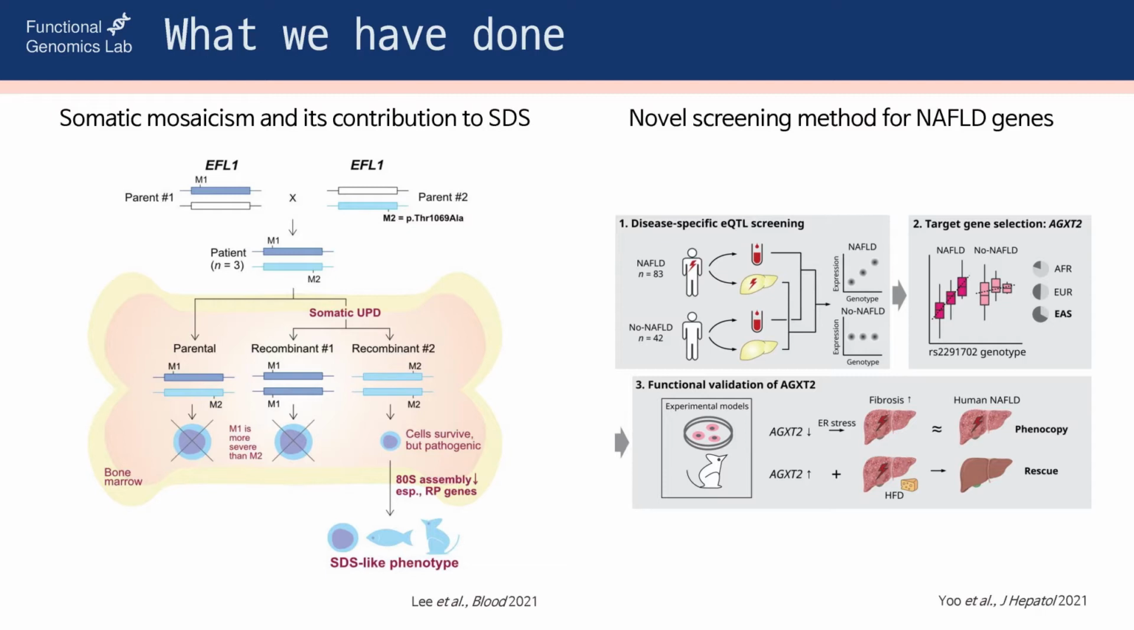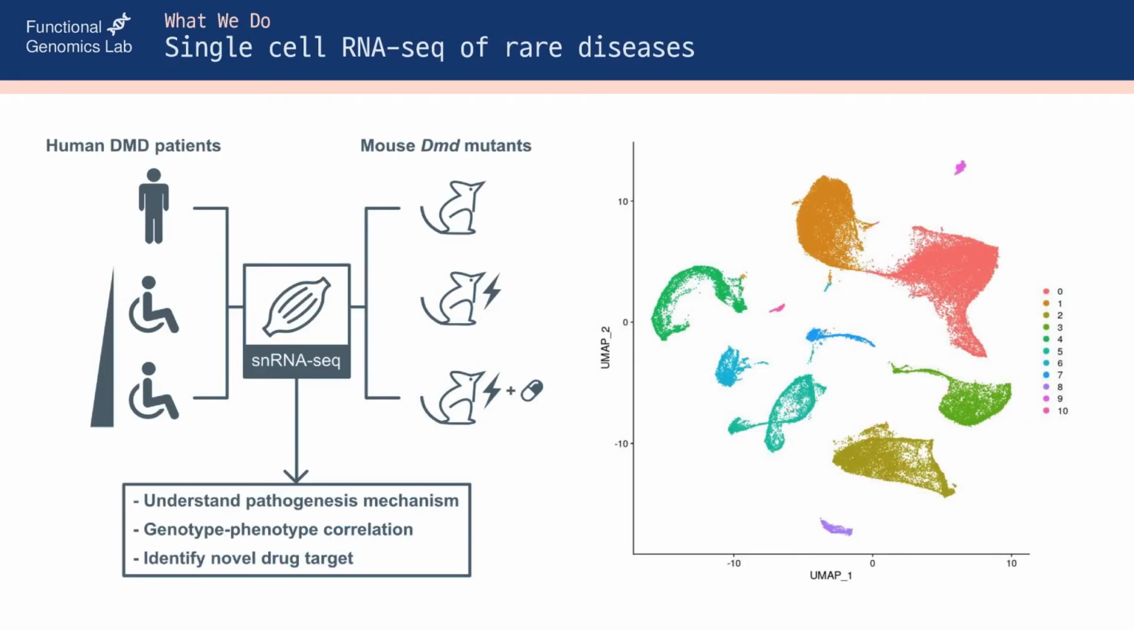in a patient-specific manner. We use single-cell or nucleus RNA-seq to understand pathogenesis mechanisms of rare diseases, to reveal genotype-phenotype correlation, and to identify novel drug targets. This shows 11 muscle samples that were analyzed by single-nucleus RNA-seq of Duchenne muscular dystrophy.